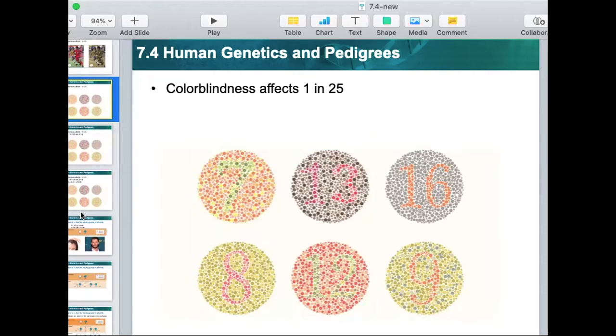So again, being colorblind means that you can see some color, just you can't see a wide range of colors. You can't tell apart certain colors. And so if you can't see the 7 or the 12, then you have red-green color blindness. You can't tell reds and greens apart from each other.